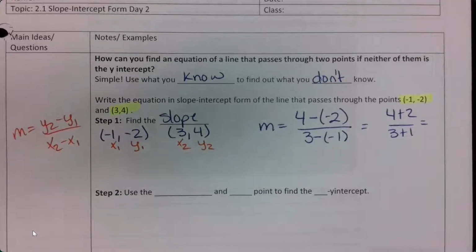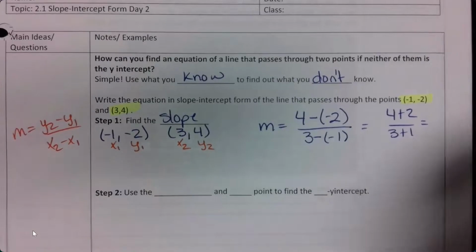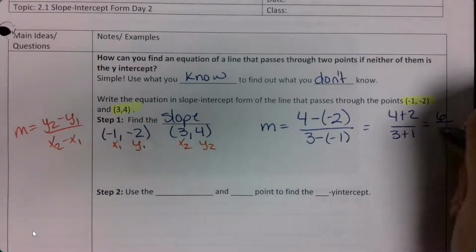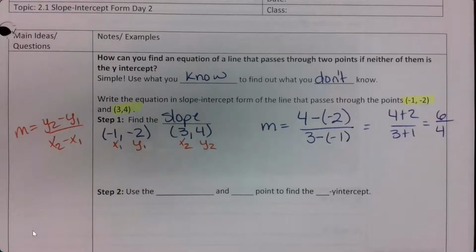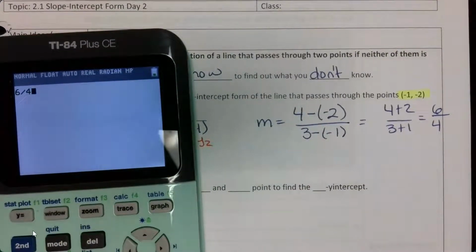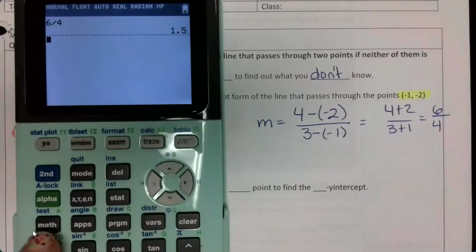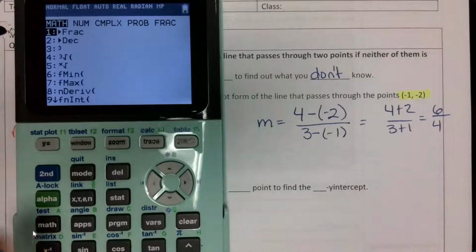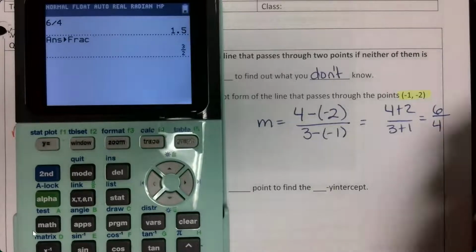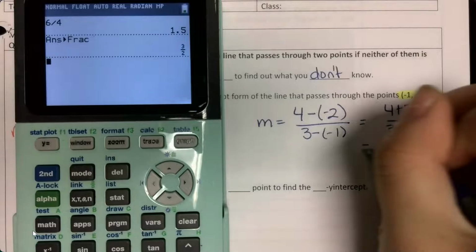Okay, what's 4 plus 2? 6. And 3 plus 1? 4. Okay, I want to go ahead and simplify this. So I want to check to make sure this isn't already simplified. So I'm going to go 6 divided by 4 on my calculator. It gives me a decimal, and I want to turn this back into a fraction. So I'm going to press this math button, which is under alpha. My first choice is FRAC. That's going to turn it into a fraction. I press enter twice, and it simplifies it for me. So this is really 3 halves.